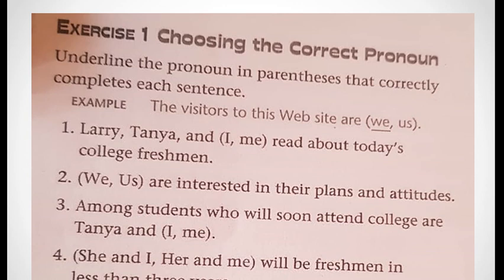I have the exercise over here. Actually, I took it from your books. The exercise here is from page 205, and the headline says underline the pronoun in parentheses that correctly completes each sentence. And don't forget, we're talking about subject pronouns. I have mentioned before, singular: I, he, she, and it, and the plural will be we or they. So don't forget this part. We have a solved example here. The visitors to this website are we. Don't forget, verb to be is here.